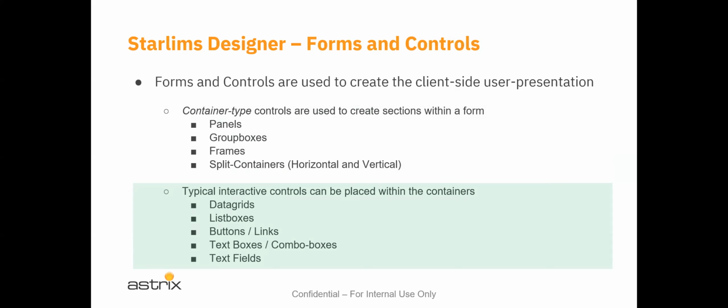Within any of those groups, panels or frames or containers, we typically use data grids, list boxes, buttons, or links. There will be text boxes for data input. There will be combo boxes, which can be configured multiple ways. You can either show a list of data that you can select from, or you can actually use it for data input, which would build to the list which is defaulted to that combo box. Text fields are like rich text fields. I'm sure you've seen all of those before.